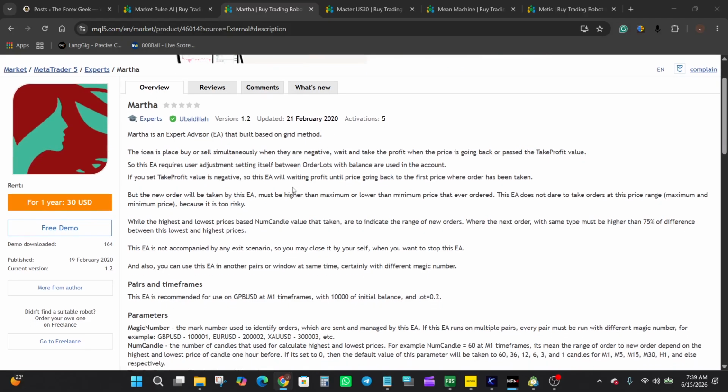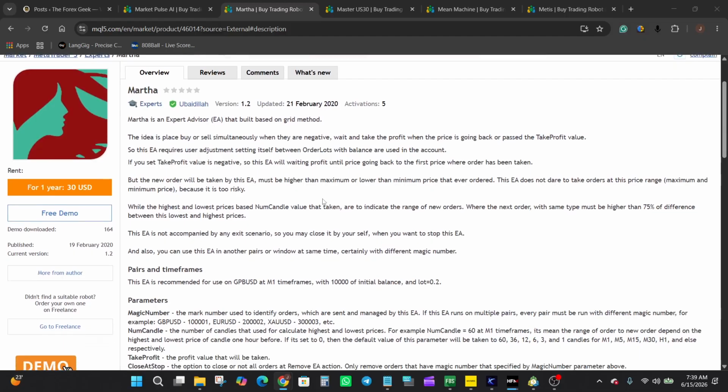Looking through the description, the developer clearly states that Martha is built around the grid trading approach, right? Grid trading method. The basic concept is that the EA can place buy and sell orders and then wait for price movements to return toward profit targets, right? The developer also emphasizes that users need to adjust settings appropriately, particularly the relationship between lot size and account balance.